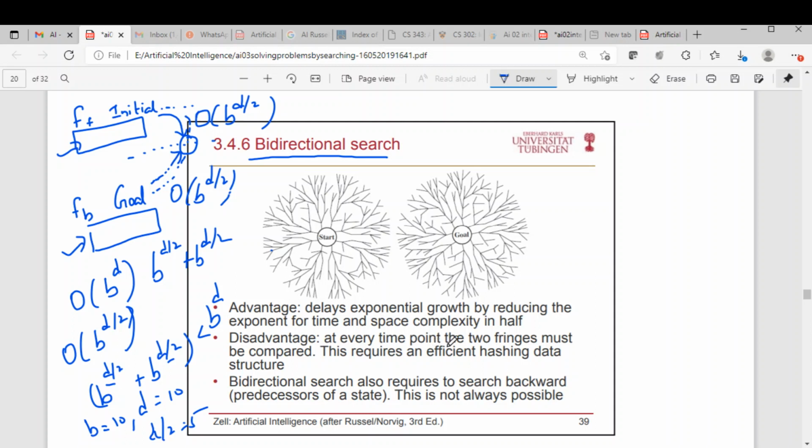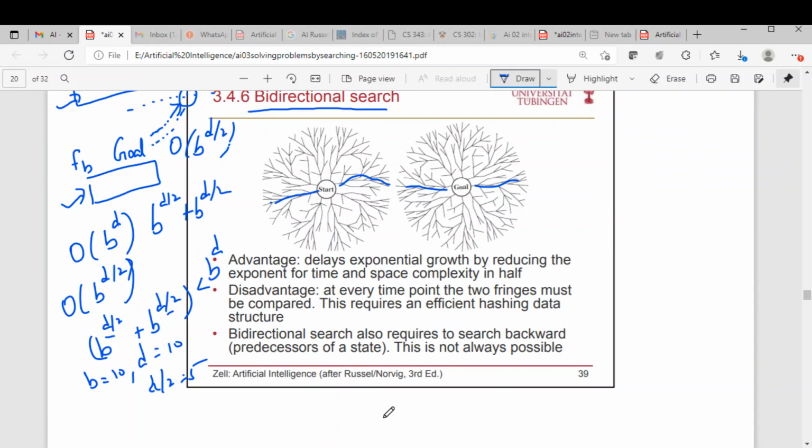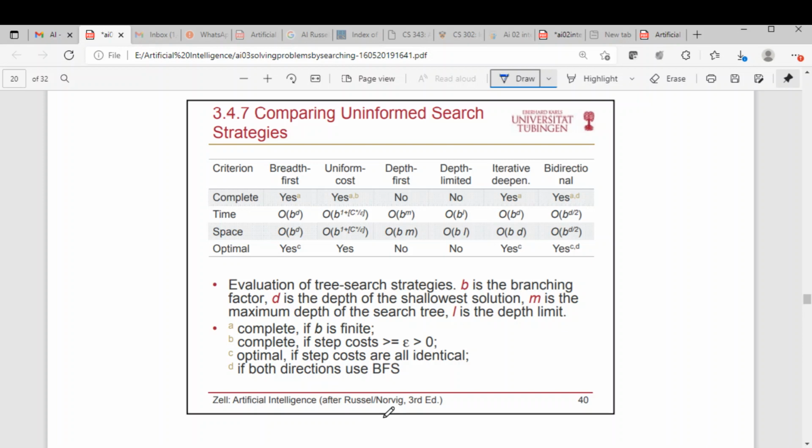Disadvantage: at every time point the two fringes must be compared. This requires an efficient hashing data structure. The two fringes should be compared to make sure that they are exploring the relevant path. If this fringe is expanding here and this fringe is expanding here, then they will never meet. They should follow the same direction so that they can meet. Bidirectional search also requires searching backward. This is not always possible. This is another drawback.